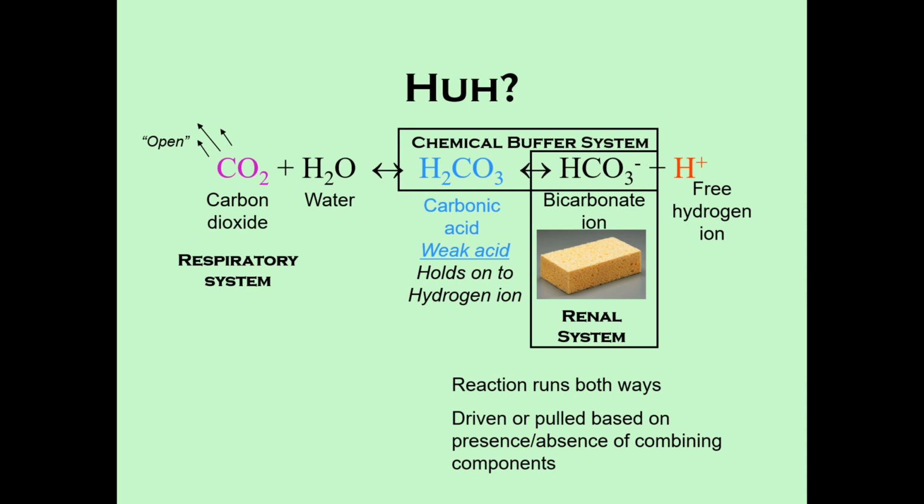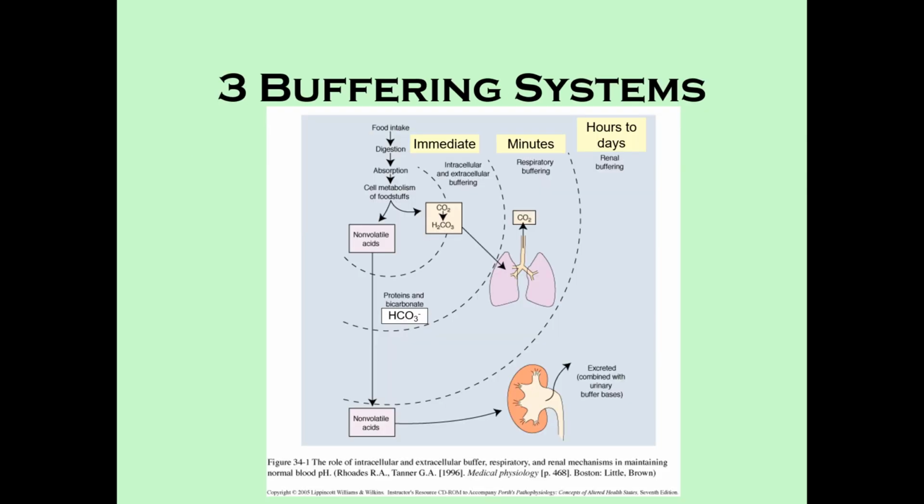All right. And then here again are our 3 buffer systems. We have the immediate, and the immediate here is at the intracellular level, the bicarbonate or carbonic acid buffer system. Within minutes, again, is your respiratory system. Hours to days with the renal system. All right, breaking it down for you.